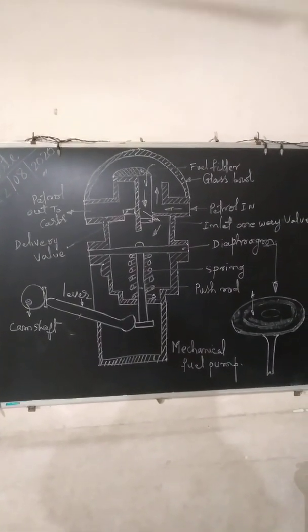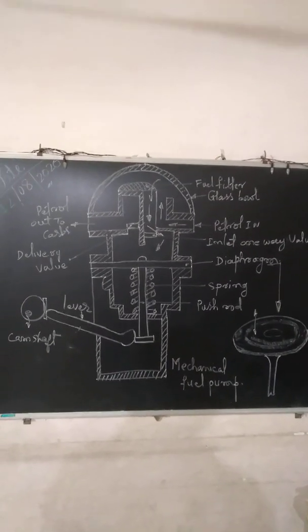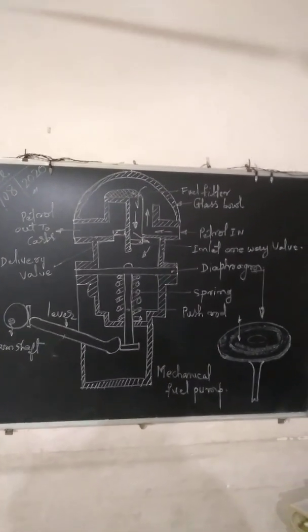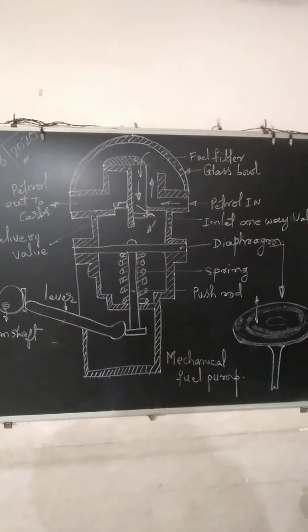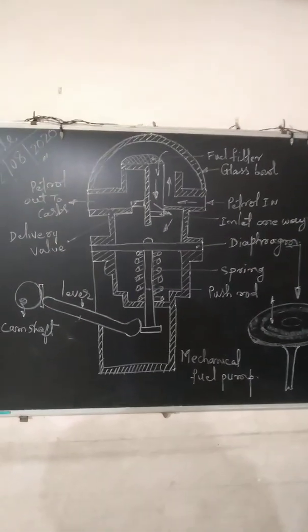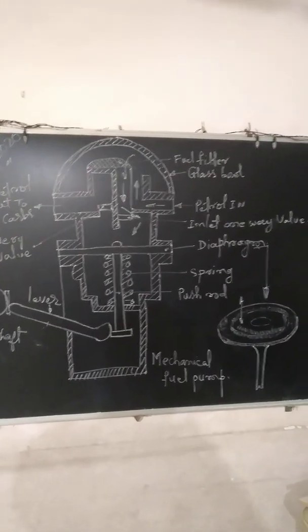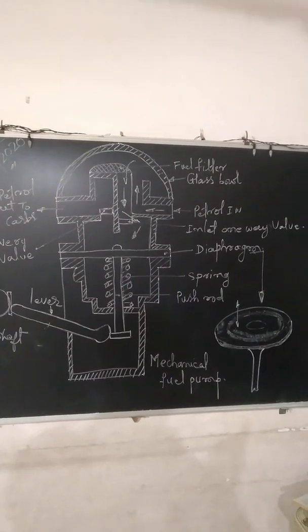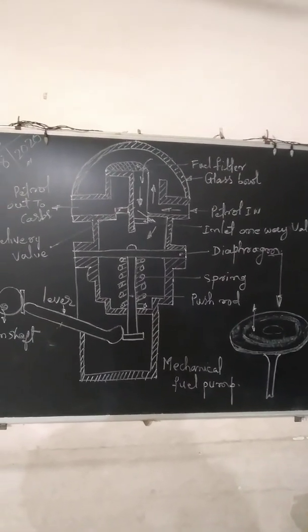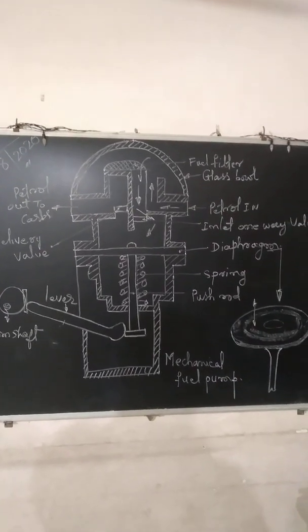This is the schematic diagram which shows the mechanical fuel pump. So let me explain the working of the mechanical fuel pump. Basically, the fuel pump is connected in between the carburetor and the fuel tank. The fuel, or the petrol, from the fuel tank is far away from the engine. It has to be dragged and then supplied to the carburetor, and that is being done by the mechanical fuel pump.